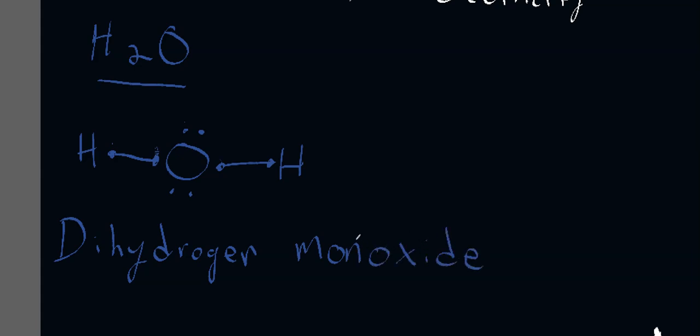Now, with oxygen, you always drop the last vowel off the end of the prefix. So mono becomes mon. Di keeps it. Tri keeps it. Trioxide. You'd have, instead of tetra, you'd have tetroxide. Instead of pentaoxide, you have pentoxide.